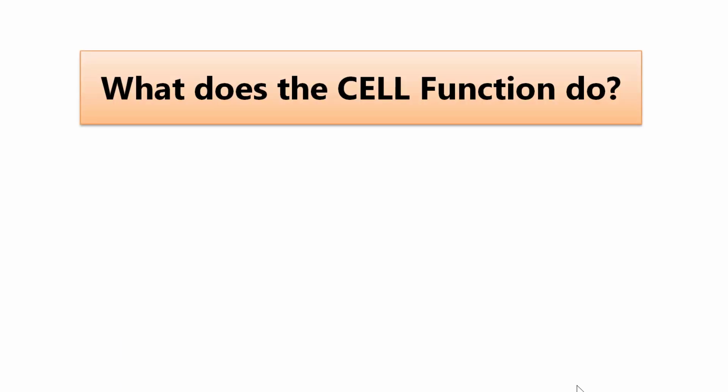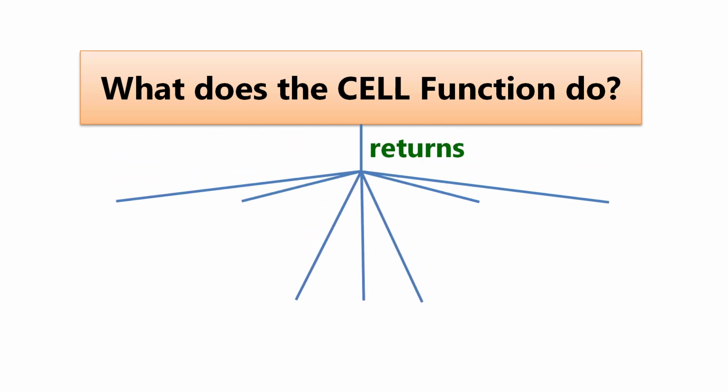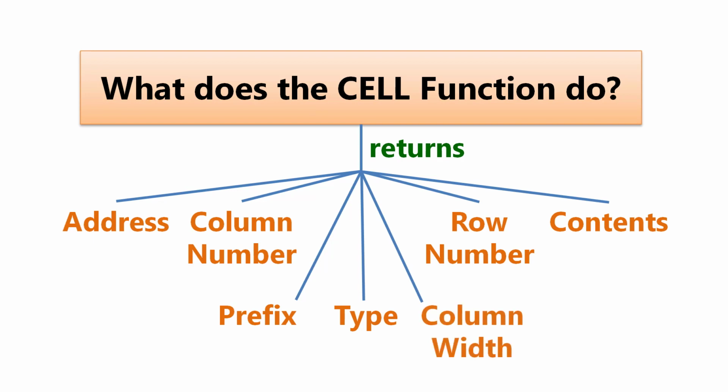What does the cell function do? It returns the address of a cell, column number of a cell, row number of a cell, contents of a cell, prefix of a cell, type of data in a cell, or the column width of a cell.